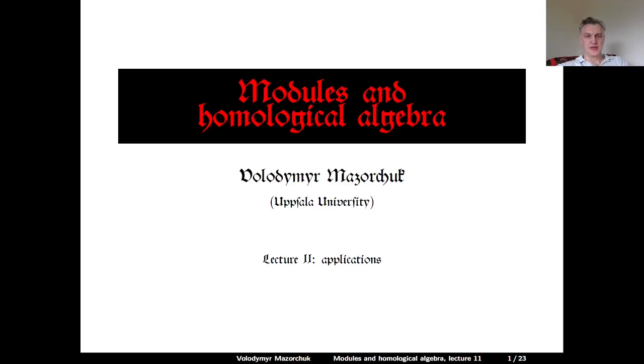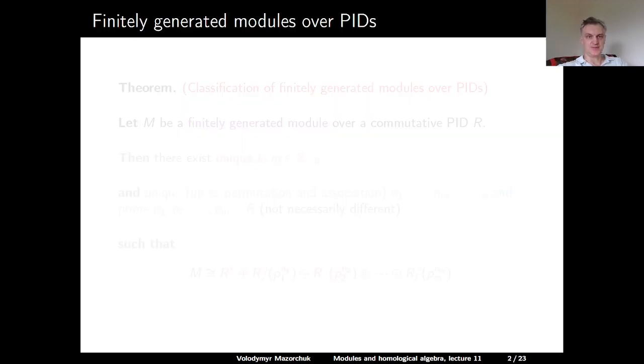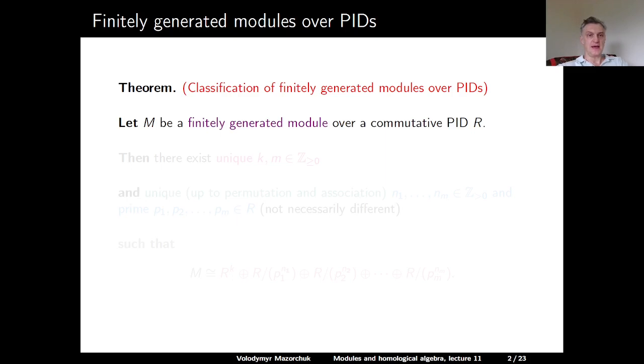Modules and Homological Algebra, Lecture 11, Applications of Classification of Modules over Principal Ideal Domains. Let us first recall the main result of the previous lecture, which is the classification of finitely generated modules over principal ideal domains. Let M be a finitely generated module over a commutative principal ideal domain R.